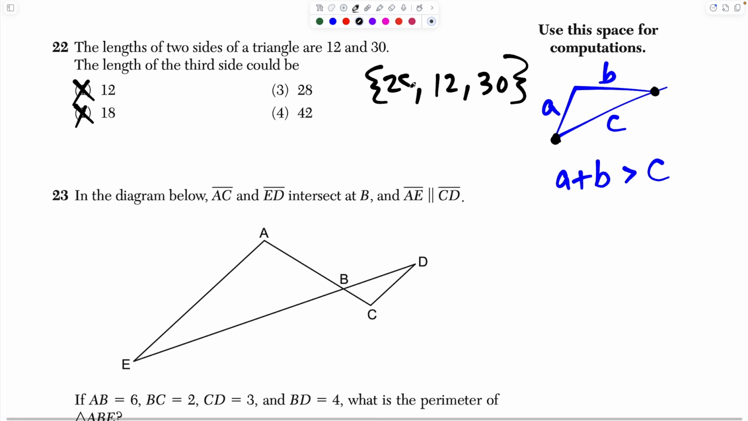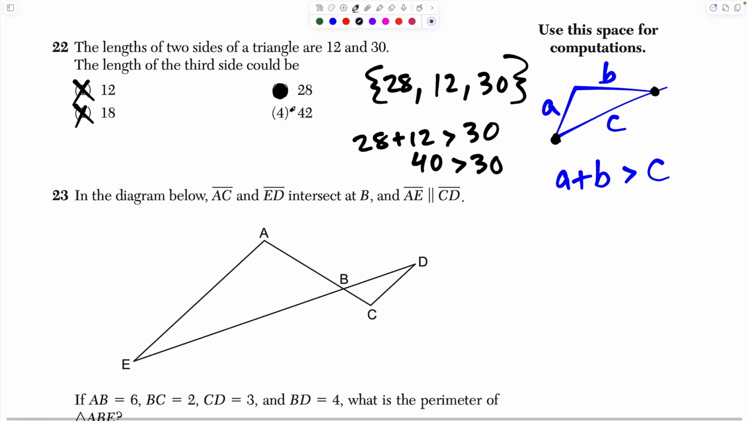28, let's see how this one works. Well, for this one, if I did 28 plus 12 greater than 30, this one works because 40 is greater than 30. Okay, no matter which two sides I add together, they're always going to be greater than the third side. So this one here is possible. So once again, you could just have the formula and just plug in all the answer choices and hope for the best.